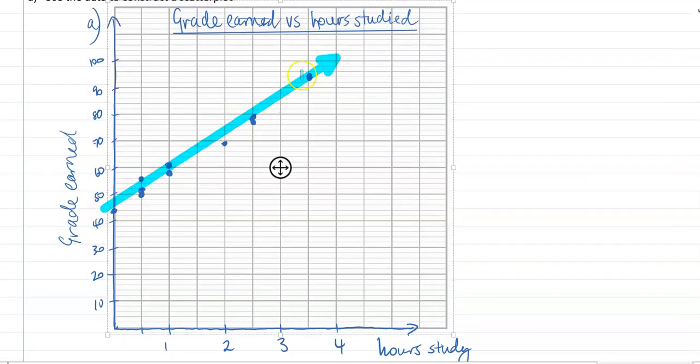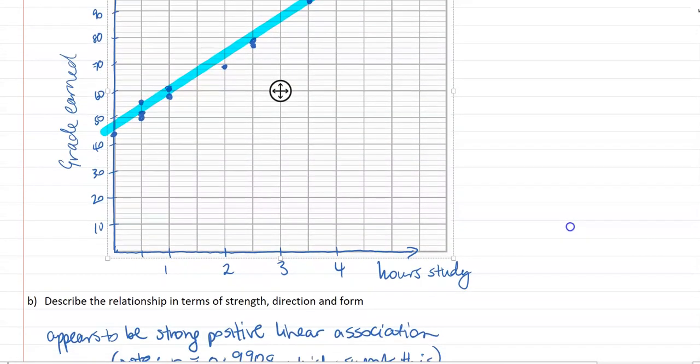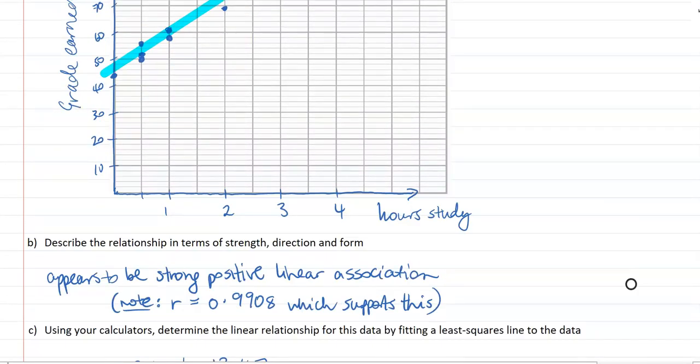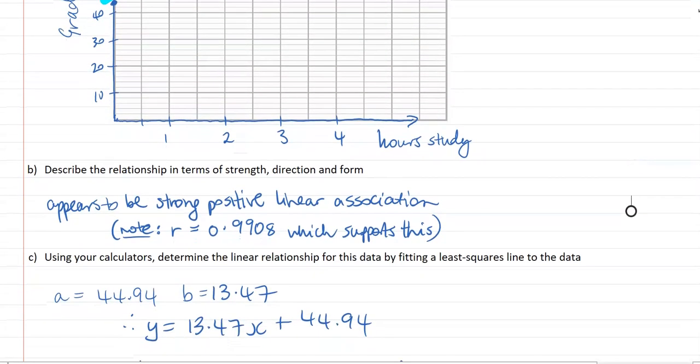It looks fairly strong. If I put in a trend line, those points would be quite well placed close to the trend line, and it's in a positive direction from left to right. Later on, when I calculate the correlation coefficient, that helps support that as well.